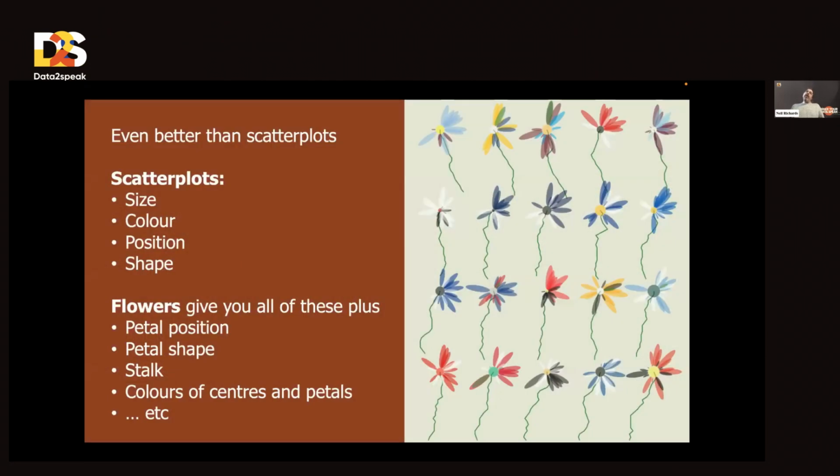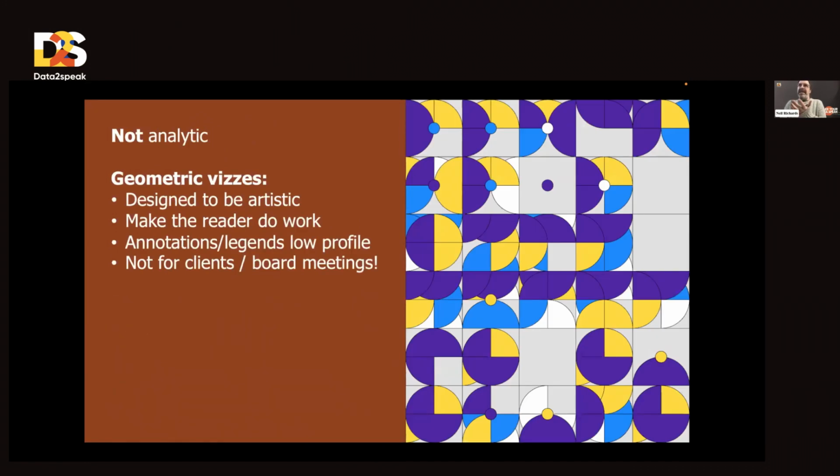If you actually deconstruct flowers, the reason I love visualizing with flowers is they're like scatter plots, but scatter plots on steroids, to borrow Igor's phrase from earlier. A scatter plot will give you size and color and position and shape, so it's really good for encoding all sorts of different information. Flowers give you the same, but then you can also have petals which have their own colors, their own positions in rotation, their own shapes, and you can also put encodings into the stalk as well. And here's another example. It's a bit more abstract than that, but again, very similar.